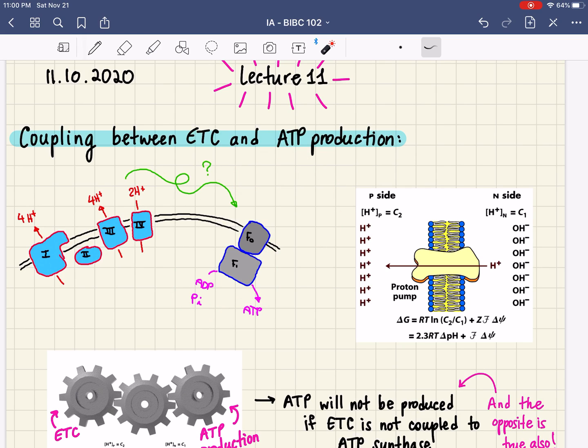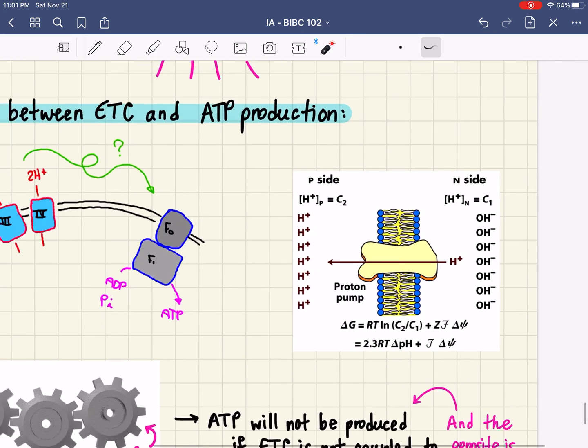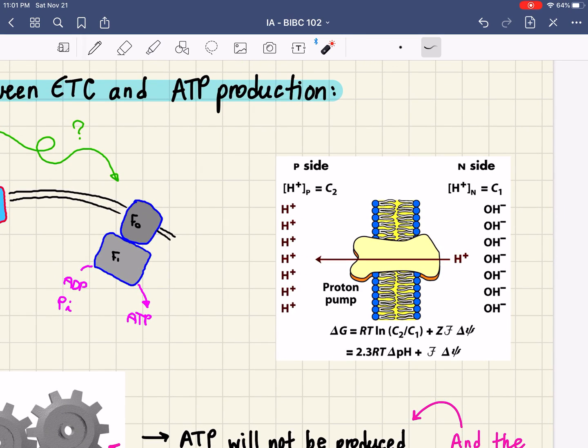Okay, how is this gradient made? It is made by complex 1, complex 3, and complex 4 because they are proton pumps that take protons from the matrix and pump out into the intermembrane space. Okay, this constant pumping of protons allows for the concentration of protons to be very large in the intermembrane space and very small in the matrix. Okay, so here's a picture on the right that shows just that.